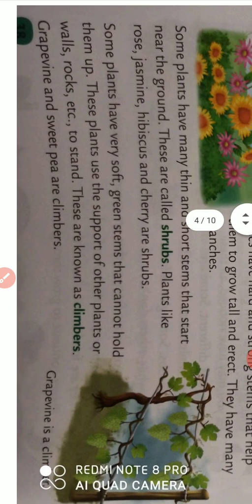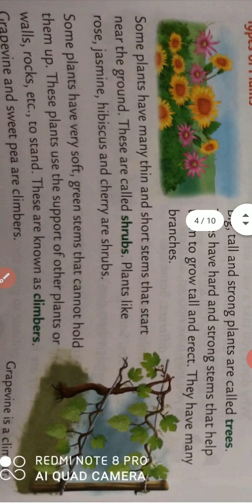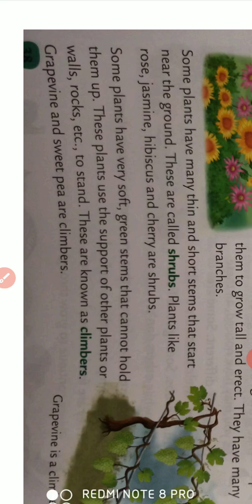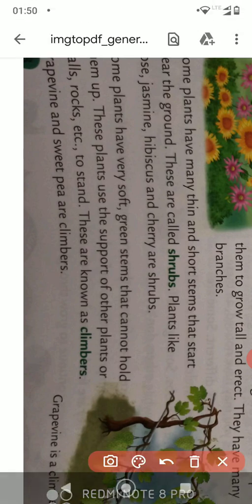Okay, moving to climbers. Okay, here it is climbers, but there are herbs as well. I hope the herbs are ahead of it. So let's move to climbers. Some plants have very soft green stems and they cannot hold themselves up. So we are talking about the climbers. Here you can see in the diagram, this is the grapevine. Grapevine means the grapes, you all know, angur.